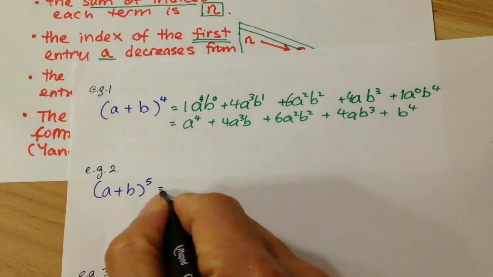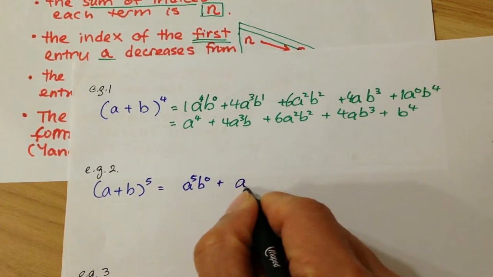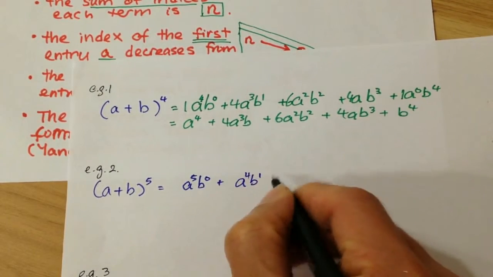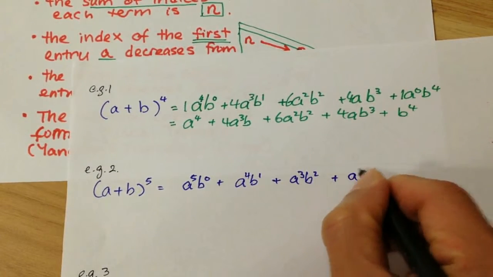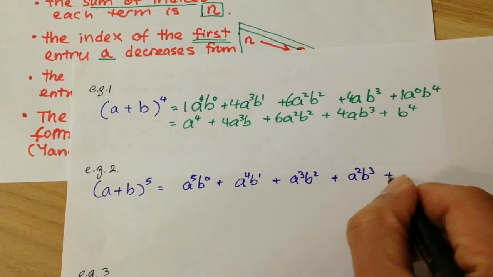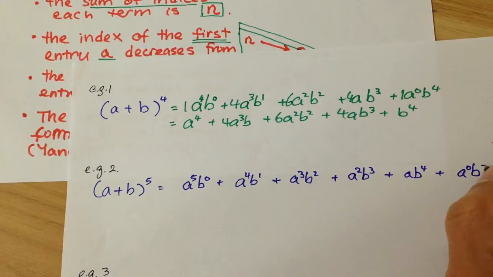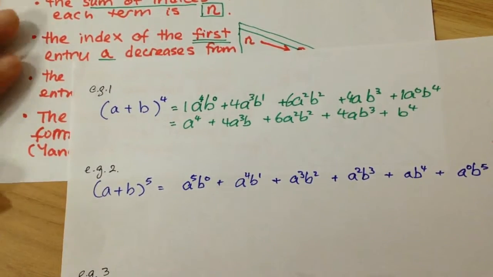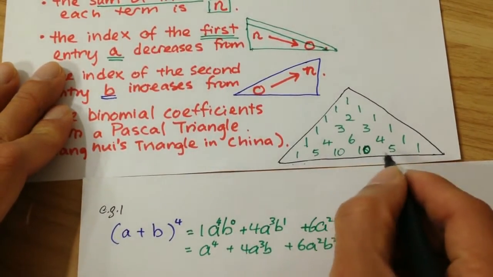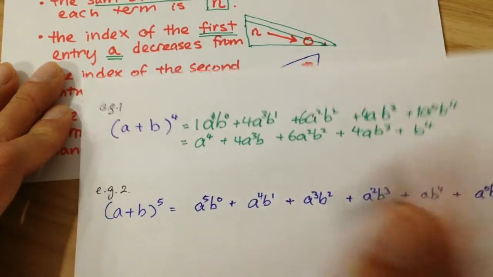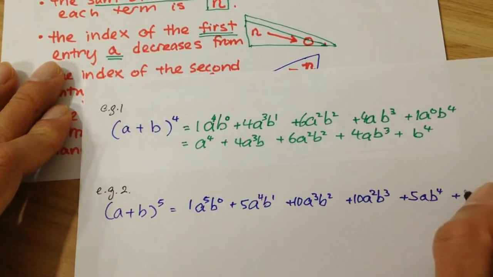We'll do a similar process. So we start with a to the power of 5 b to the power of 0 plus a to the power of 4 b to the power of 1 plus a cubed b squared plus a squared b cubed plus a b to the power of 4 plus a to the power of 0 b to the power of 5, and the coefficients are 1, 5, 10, 10, 5, 1. So I'm going to put that in: 1, 5, 10, 10, 5, 1.